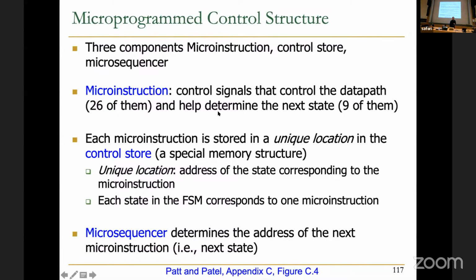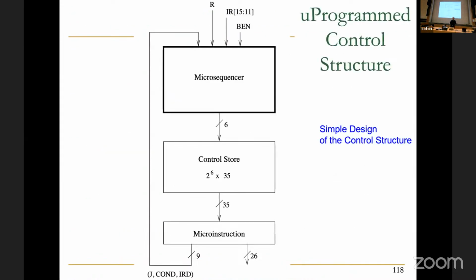You have micro instruction, control signals that control the data path and help determine the next micro instruction. Each micro instruction is stored in a unique location at control store. It's just a special memory structure. And each state in the FSM corresponds to one micro instruction. And microsequencer determines the address of the next micro instruction. So this is programming. So we can call this a micro program.